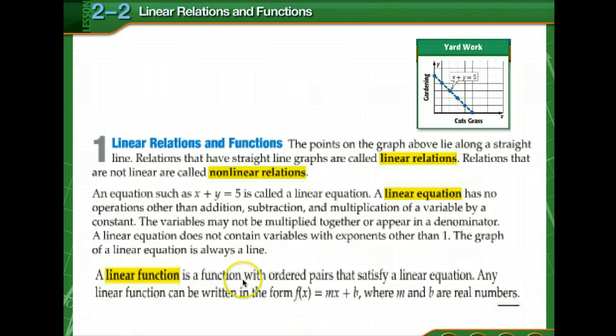Now, a linear function is a function with ordered pairs that satisfy a linear equation. Any linear function can be written in the form, and this is read f of x. Remember we talked about slope-intercept form, y is equal to mx plus b? Well, this is simply a function. Function notation is just simply substituting f of x in place of y. So f of x is equal to mx plus b, where m and b are real numbers. Okay, we're good to go.